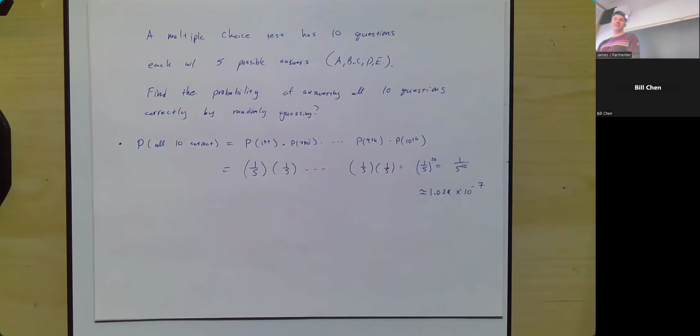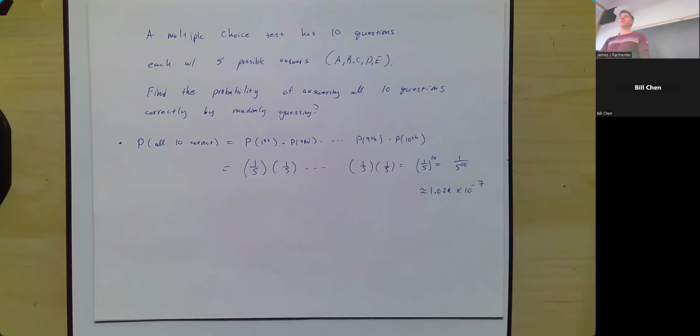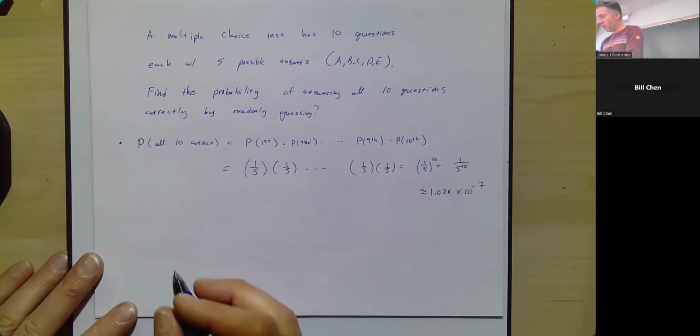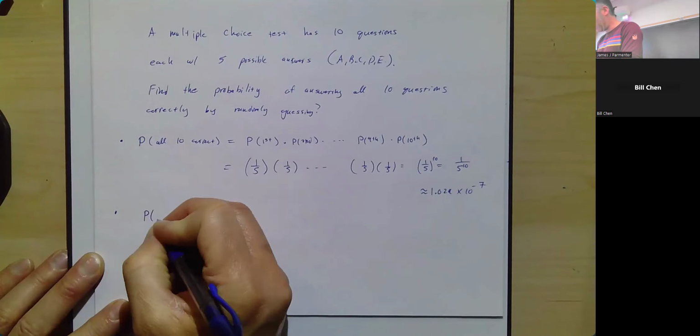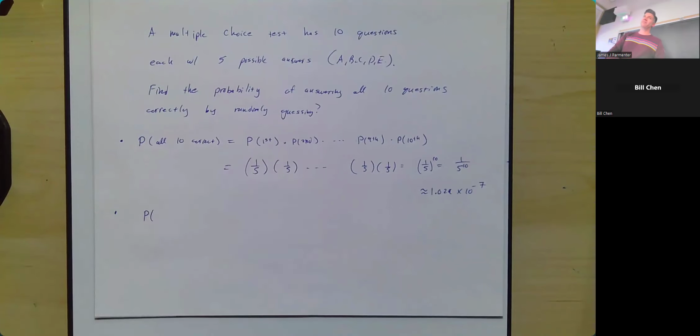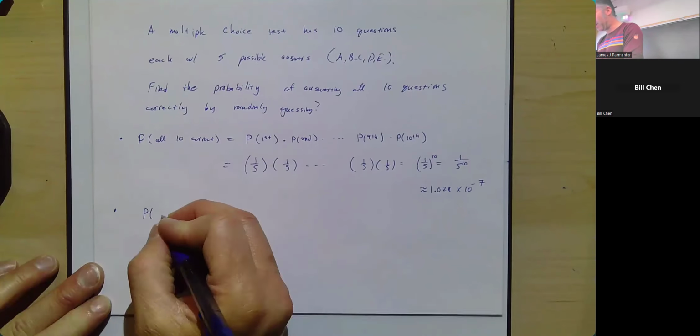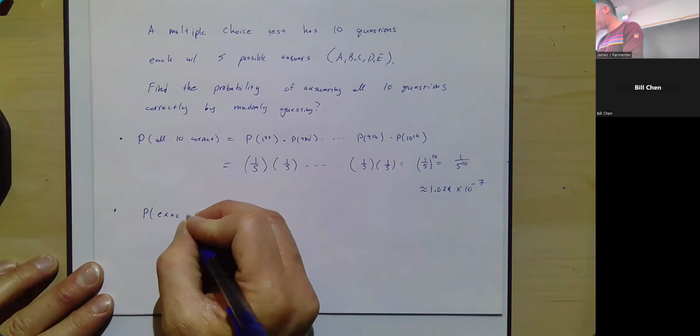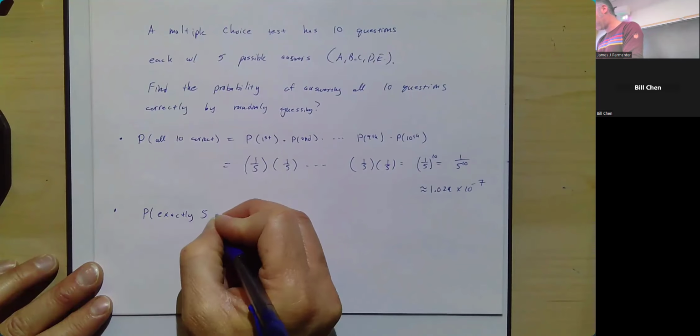What's that? Good question. What's the probability of getting half? I like that question. So the probability of getting, do you want to say exactly 5 correct or at least 5 correct? That's the harder question. Let's do exactly 5 first, and we'll talk about at least. Let's say I know the probability of getting exactly 5 correct.